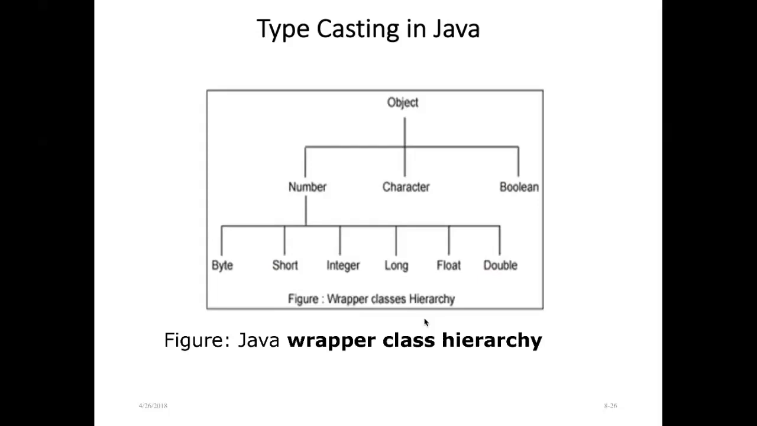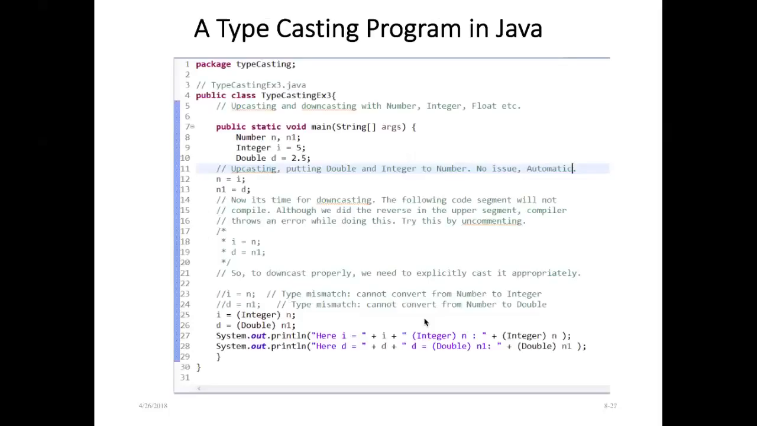Now my question is, if I have a Number object, can I assign that value to a byte? Can I assign that value to an integer? Can I assign it to a float? Can I assign it to a double, or the reverse, vice versa? Let us see that in a program.